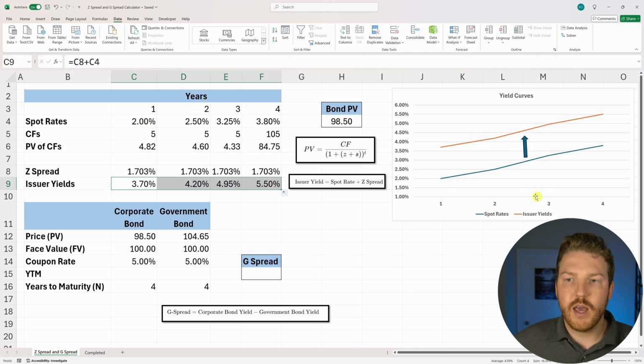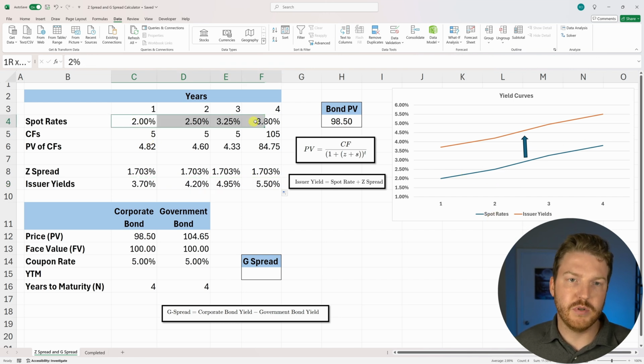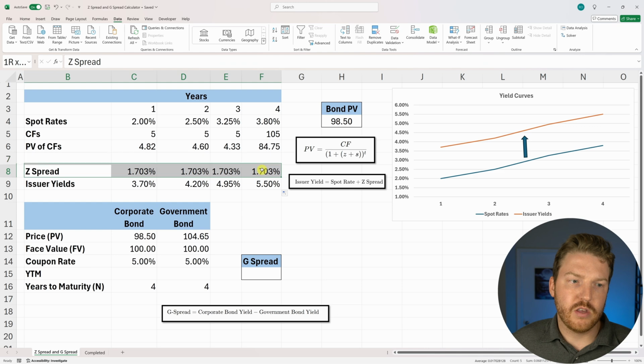And now we'll see we have these two yield curves. This bottom one, the blue one, is really that more risk-free spot rates curve representing these rates. And then we add a z-spread to each of those spot rates to do a parallel shift of the curve upwards to really get the yield curve that is specific to this issuer. This credit risky issuer is going to have a higher yield curve because they're more risky, so you have to discount by greater values. So we found our z-spread value.